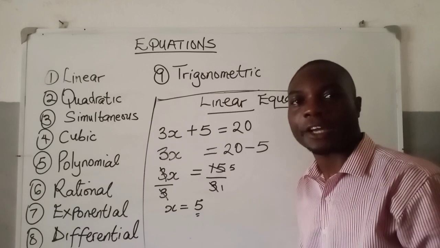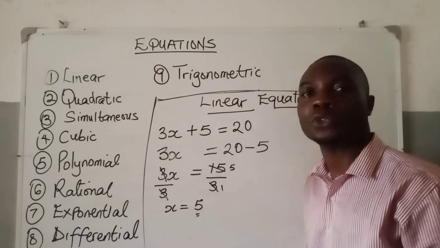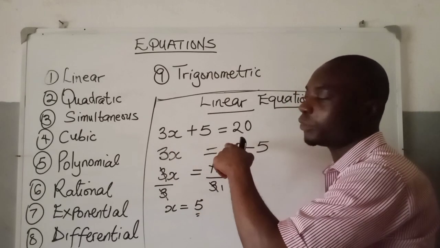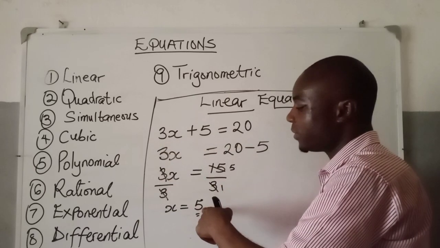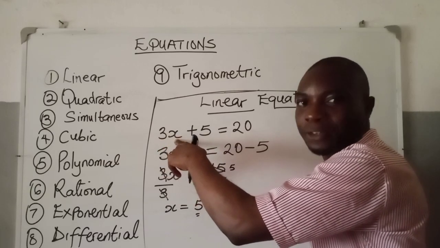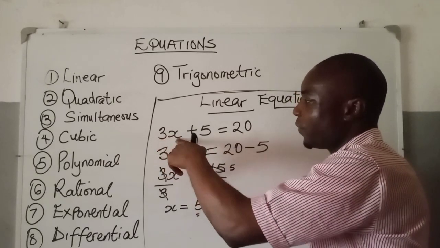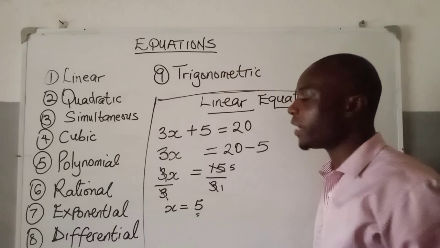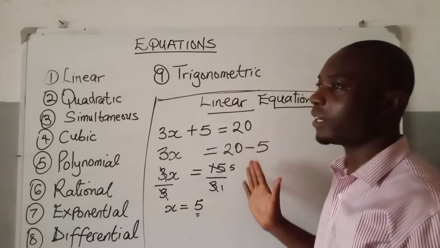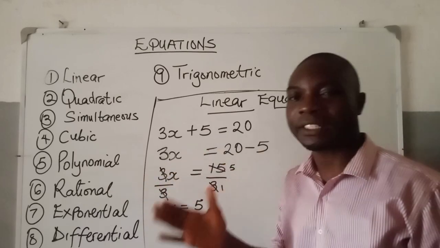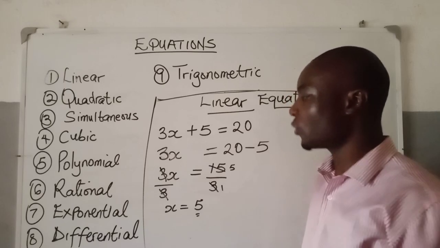So if we want to verify and be sure this answer is correct, all we need to do is to substitute the value of x, which is 5, into the equation. All right. So x is giving us 5, and 3x means 3 times the number that x represents. So that will be 3 times 5, which is 15. 15 plus 5 is equal to 20. So whatever we have on the right hand side must be equal to what is on the left hand side. And that tells us that the answer is correct.